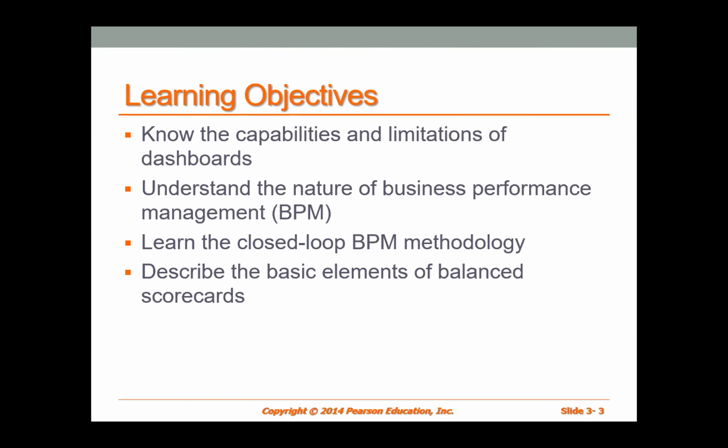In chapter number 1 it was just the intro, what business performance management is, but in this chapter we will learn the technicalities of how we can improve business performance and what the tools for it are. What is Six Sigma? What is a scorecard? What are the different elements in BPM? And then we will learn about the closed loop BPM methodology and describe the basic elements of balanced scorecards. Scorecards are the most important thing in measuring the performance of a business. So these are the learning objectives of this chapter.